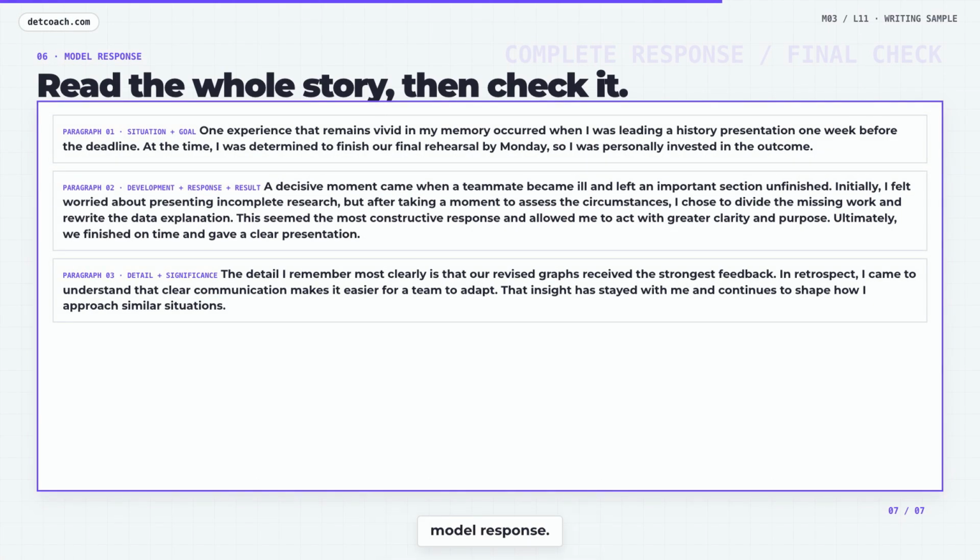Now listen to the complete model response. One experience that remains vivid in my memory occurred when I was leading a history presentation 1 week before the deadline. At the time, I was determined to finish our final rehearsal by Monday, so I was personally invested in the outcome. A decisive moment came when a teammate became ill and left an important section unfinished. Initially, I felt worried about presenting incomplete research, but after taking a moment to assess the circumstances, I chose to divide the missing work and rewrite the data explanation. This seemed the most constructive response and allowed me to act with greater clarity and purpose.